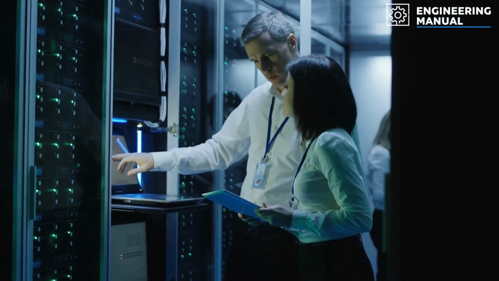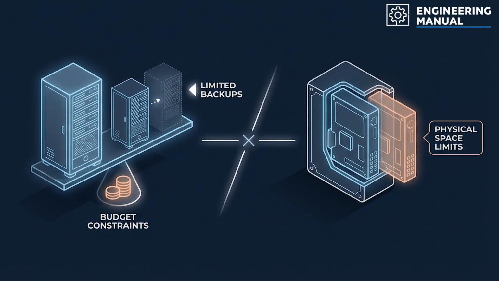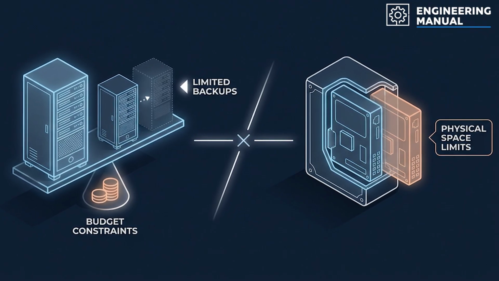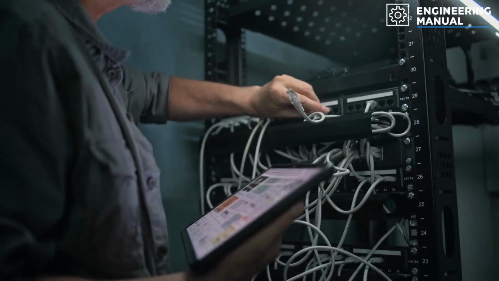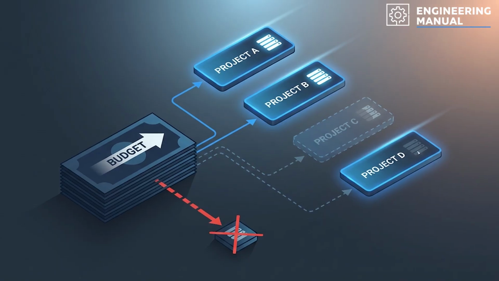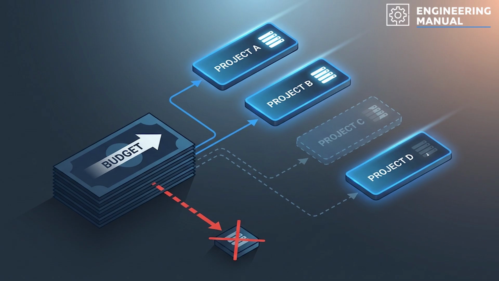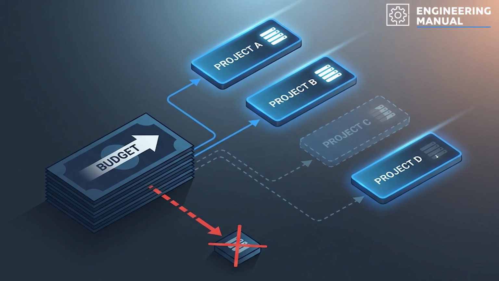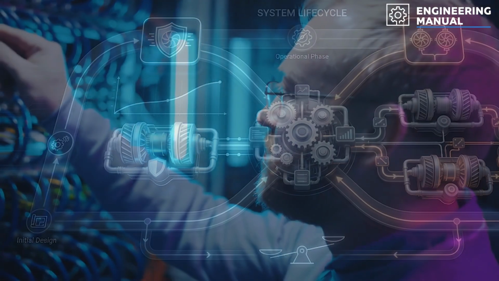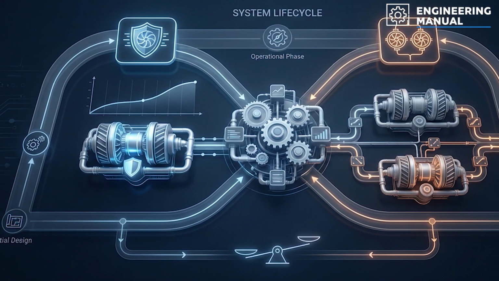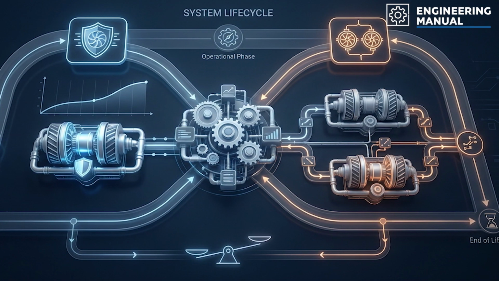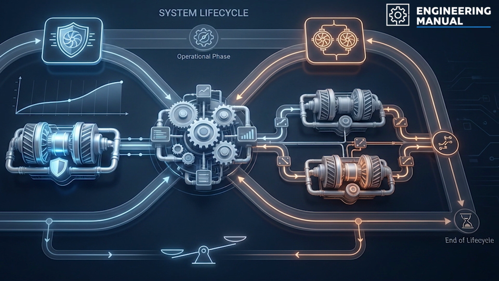Boundary conditions shape these decisions as well. Budget limits how many backups a project can afford. Physical space limits how much duplication can fit into compact hardware. Maintenance matters too, because redundant parts still need inspection, testing, and replacement. In some cases, it may be better to invest in making one component more robust rather than adding a second weaker one. So engineers compare 2 different paths: improving the reliability of the primary system or adding redundancy around it. The right answer depends on the full life cycle of the system, not just the initial design stage.